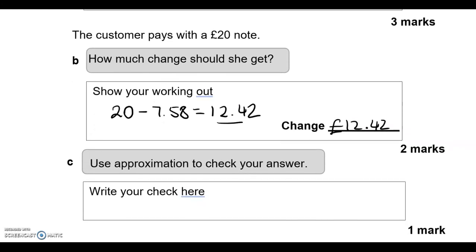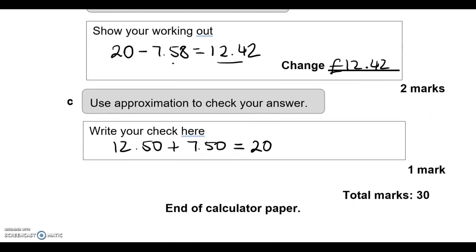So this is about 12.50. Add to that about 7.50, and it totals 20. And this is the end of the paper.